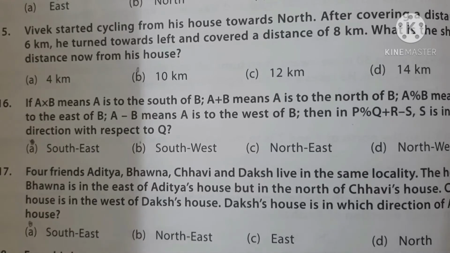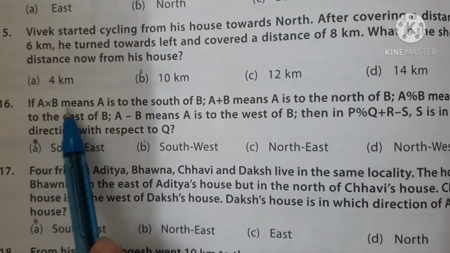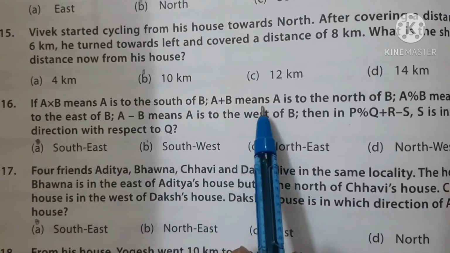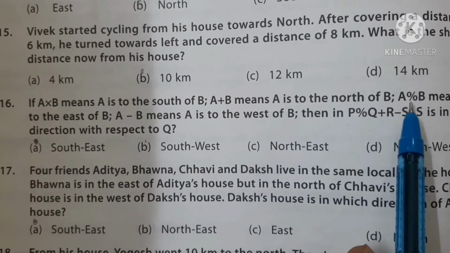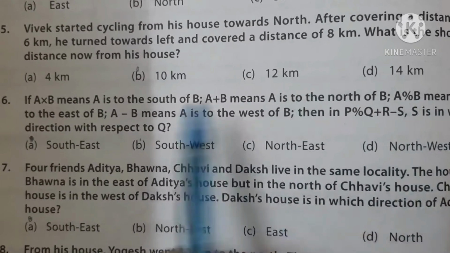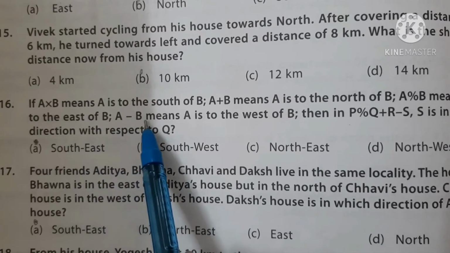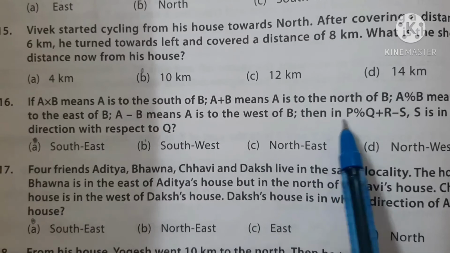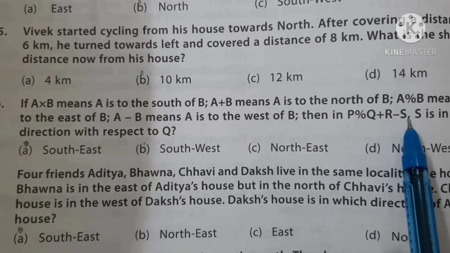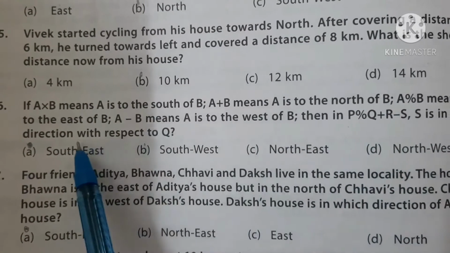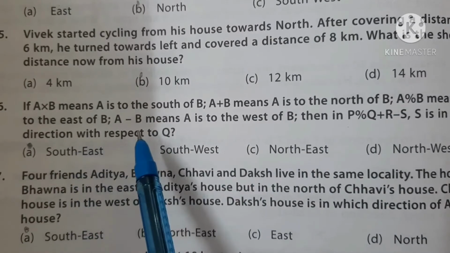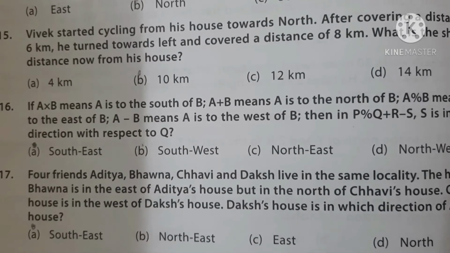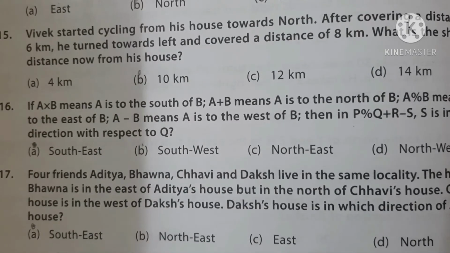Question number 16 is: if A into B means A is to the south of B, A plus B means A is to the north of B, A percent B means A is to the east of B, A minus B means A is to the west of B, then in P percent Q plus R minus S, S is in which direction with respect to Q? Now this is the question. You have to tell. Let's do it in the notebook and try to solve this.